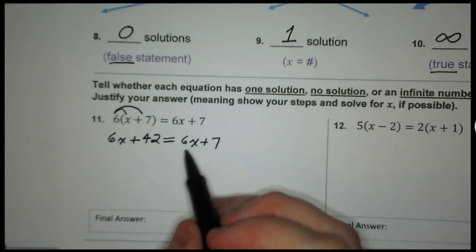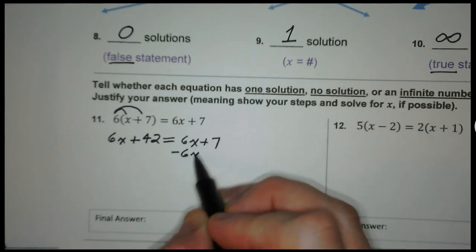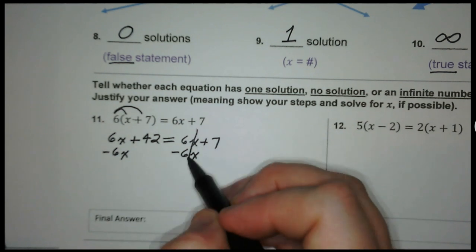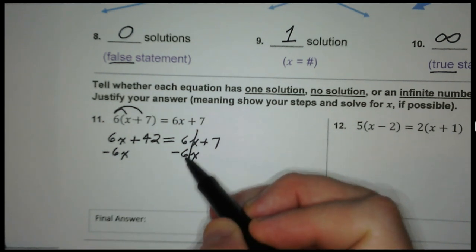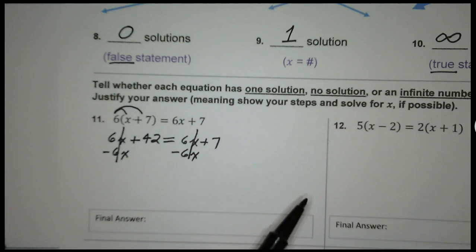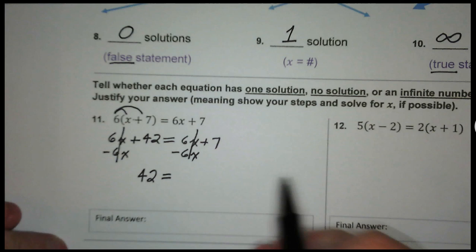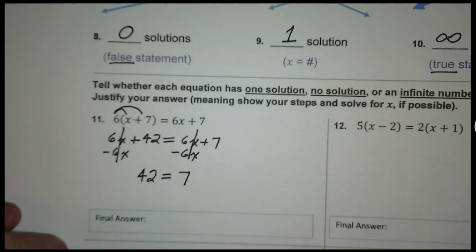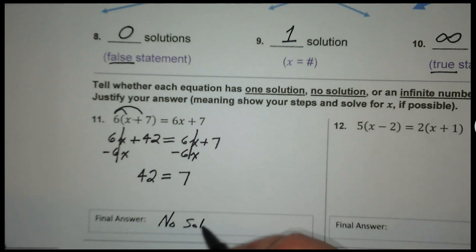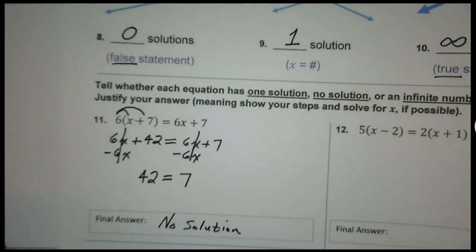Now watch what happens when we go to get the x's together only on one side. Not only does it cancel out from the right side, it also cancels out from the left. That's our plot twist. That's like, whoa, what? My x is totally gone. And what remains is a positive 42 on the left side and a positive 7 on the right side, and no more x's at all. Now, this statement is either going to be true or false, and it's false. So that means that there's no solution.